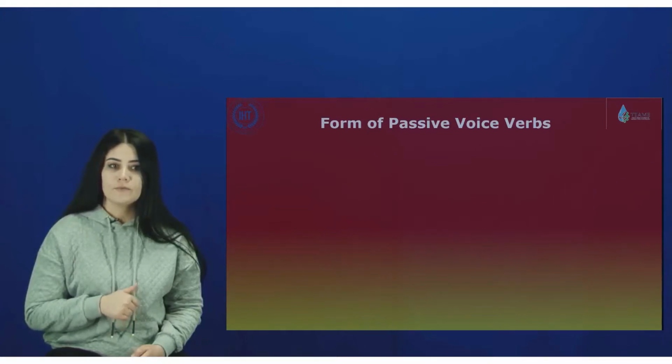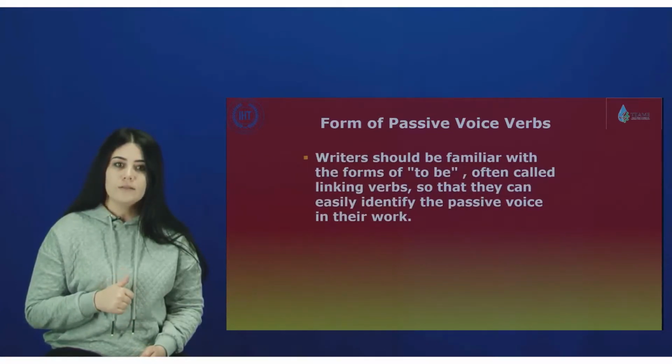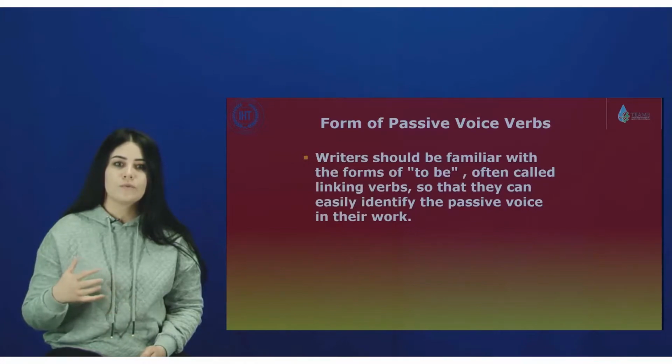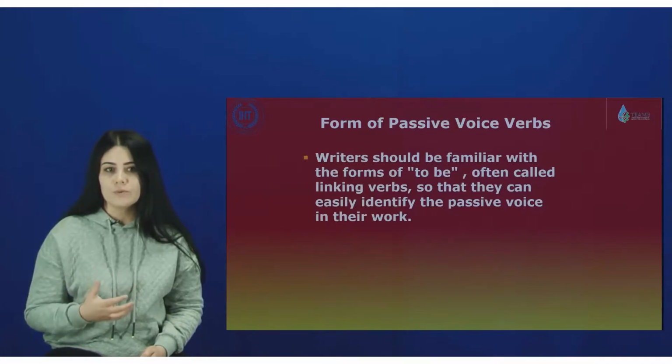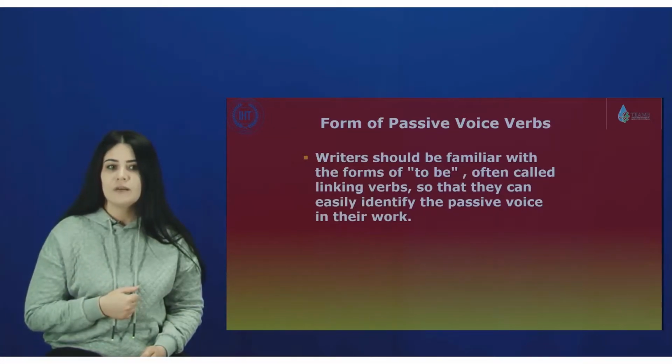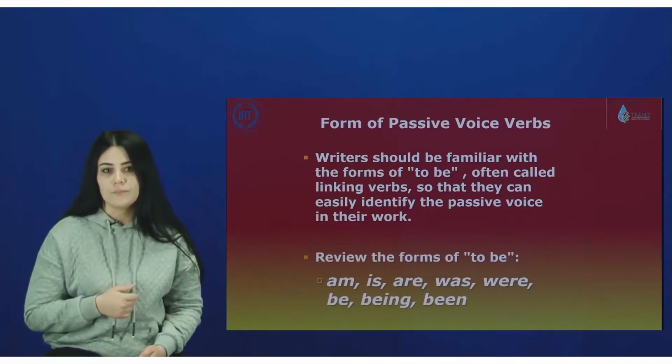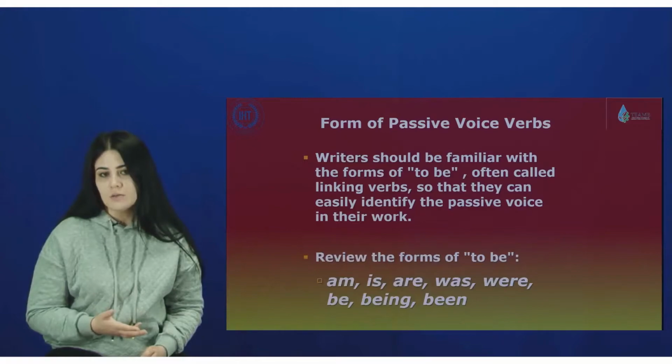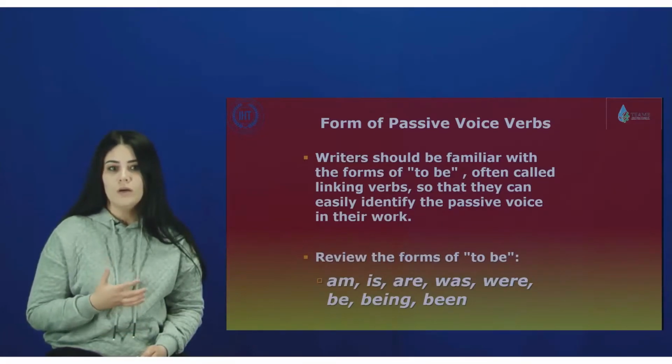Form of passive voice verbs. Writers should be familiar with the forms of to be, often called linking verbs, so that they can easily identify the passive voice in their work. Review the forms of to be. Am, is, are, so in present; was, were; be, being, been. All the forms.